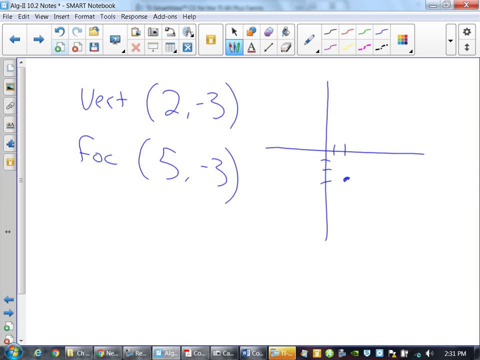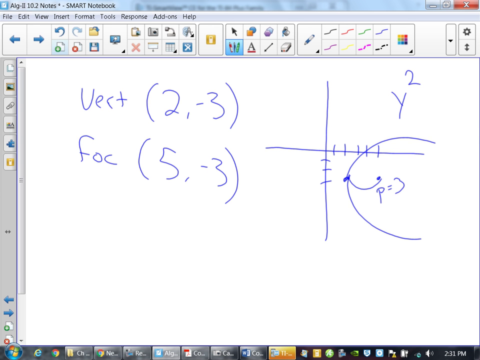If that's the vertex, if the focus then is at 5, -3, what direction does it open? To the right. It opens to the right. Is this an x squared or a y squared? It's a y squared. It's going to be a y squared. How far apart is that? 3. So you have a p-value equal to 3.